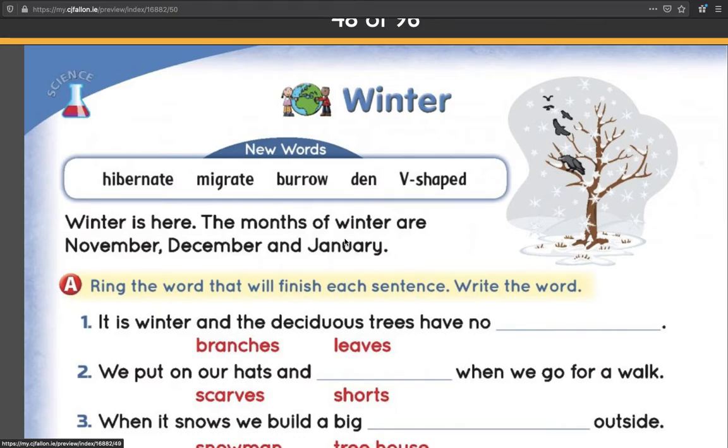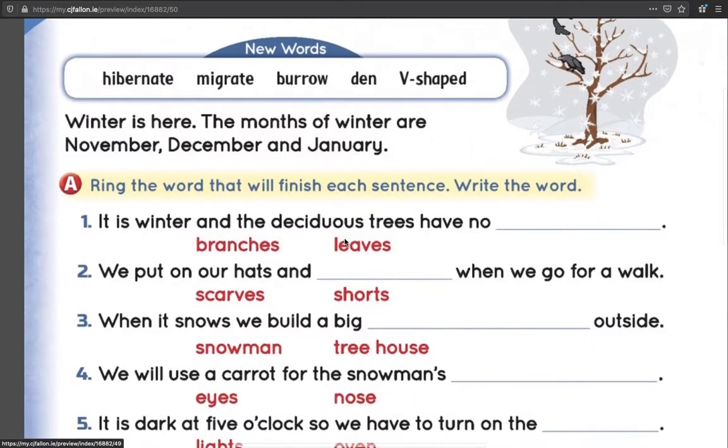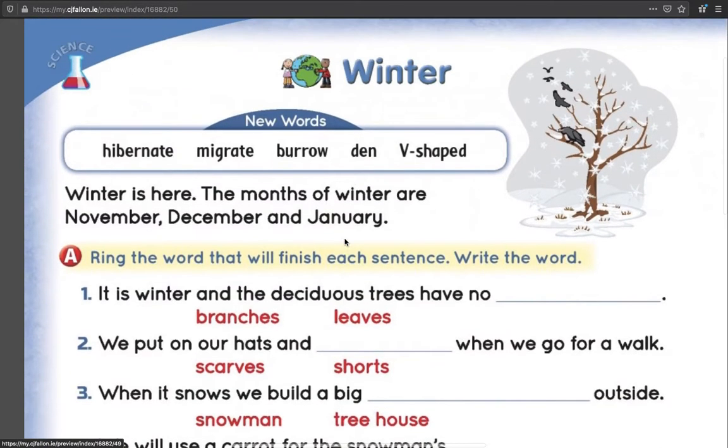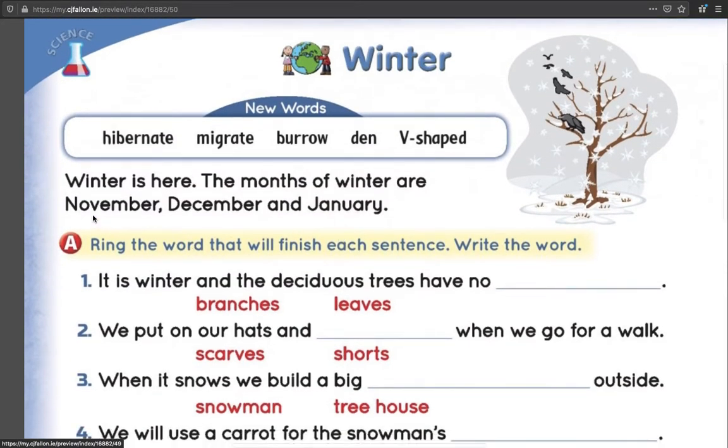Another word I would like to go over with you. Well, there are other words throughout the page that we'll go over. So let's read the first passage. Very short. Winter is here. The months of winter are November, December, and January.